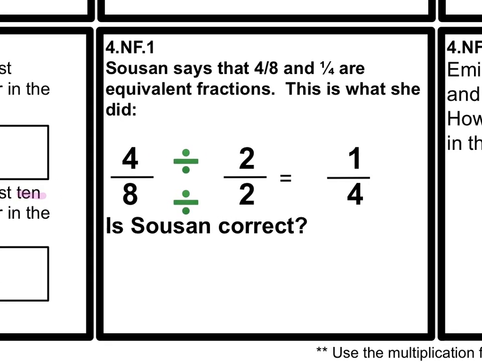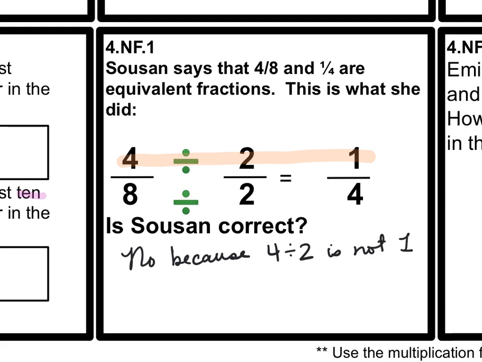My next problem. Susan says 4/8 and 1/4 are equivalent fractions, and this is what she did. Is she correct? So right away when I'm looking at this problem, I can see that 4 divided by 2 is not equal to 1. So right away I can tell that this is where she made her mistake. So is Susan correct? No, she's not correct, because 4 divided by 2 is not 1. Okay, and that's exactly how you can explain yourself, or you could say something like 1/4 is not equivalent to 4/8.